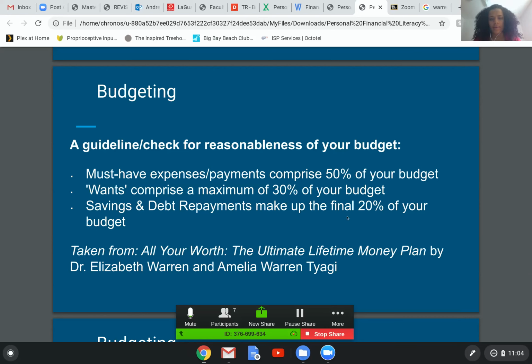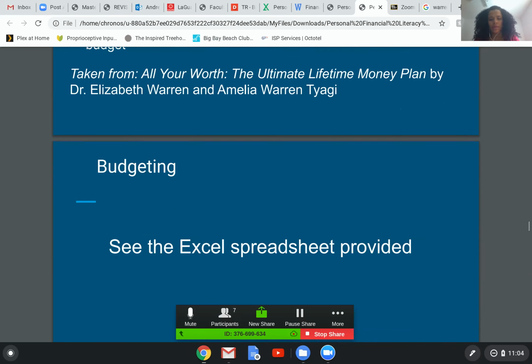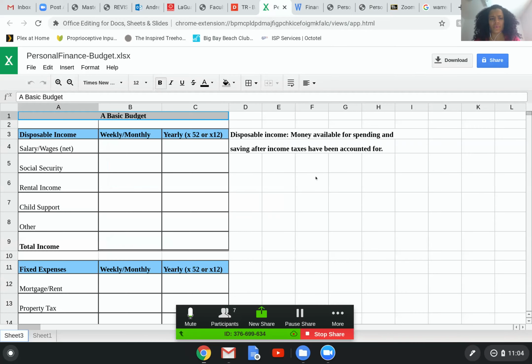All right, so we'll go into the actual spreadsheet here. Did anybody already start working on this, or does anybody already have a budget? Because you don't have to use the sheet if you have something else already.